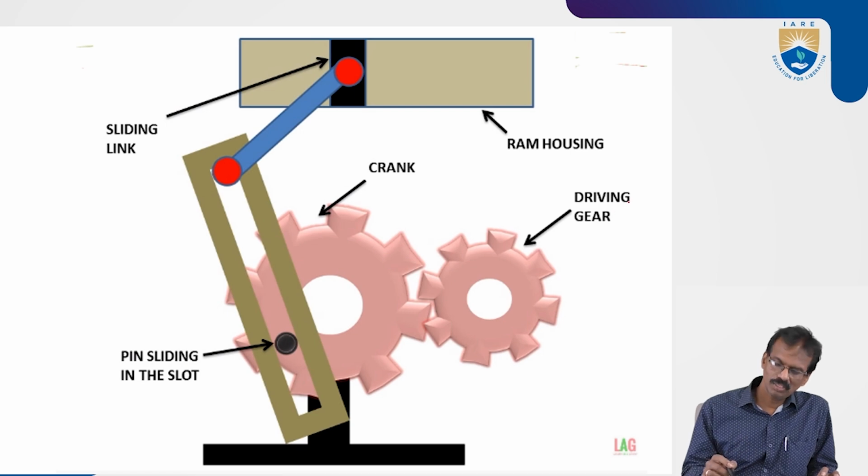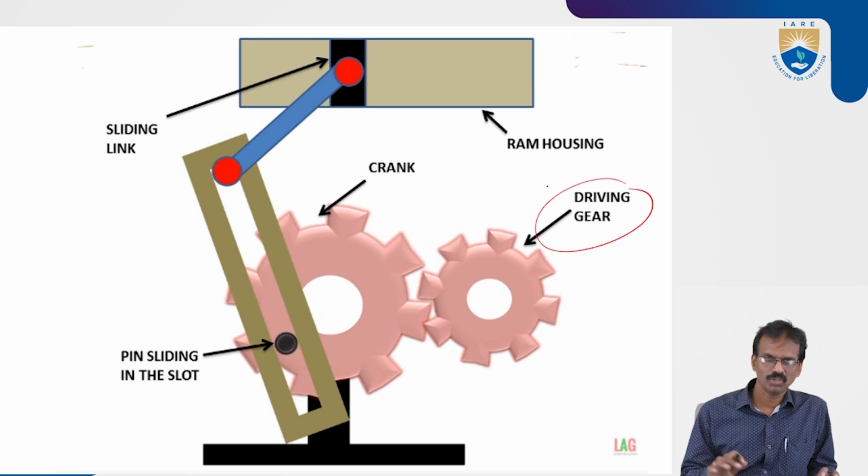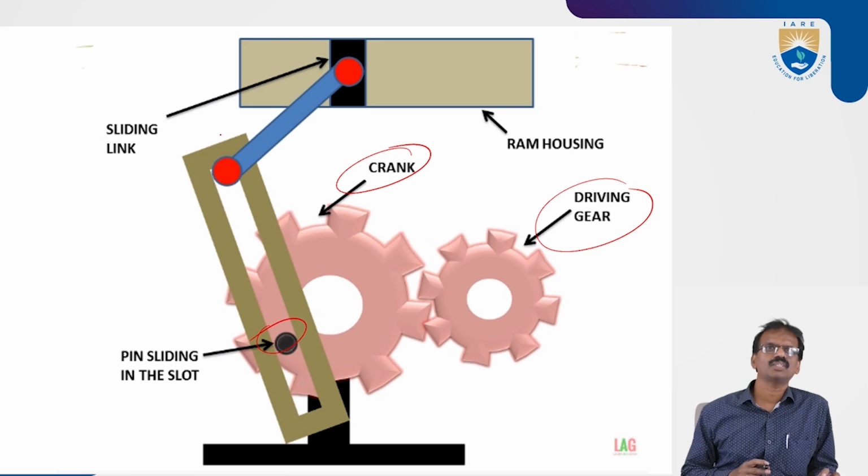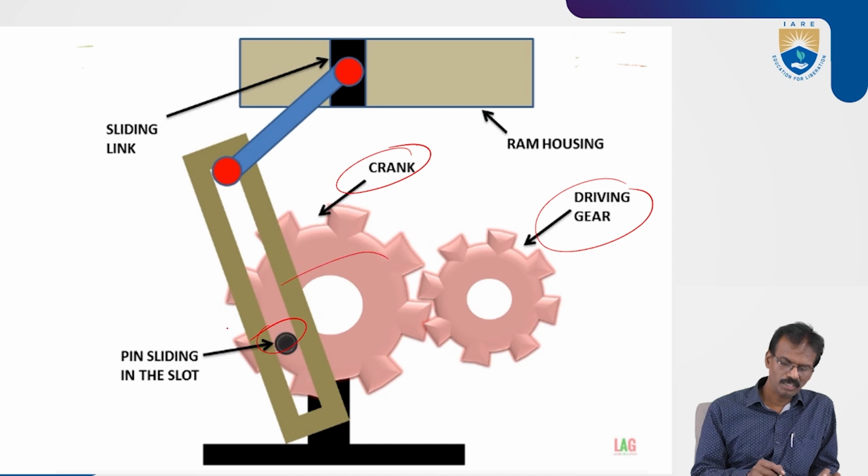This is the driving gear, which is connected to the motor. Through the driving gear, the power is transmitted to the crankshaft. On this crank there is a pin. This pin slides in this rectangular slot. We can observe that when the driving gear rotates, the crank rotates automatically. When the crank rotates, the pinion moves up and down in the slot.